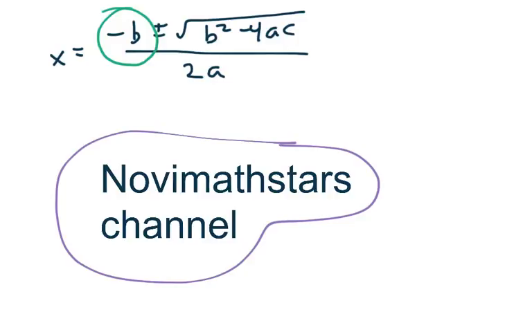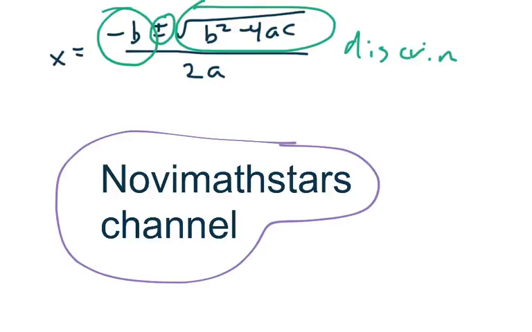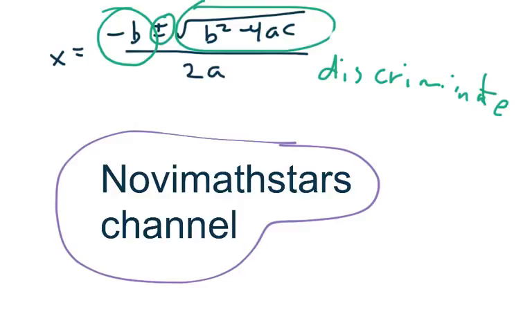Negative b, right? Plus or minus square root. Sometimes we call this our discriminant. Let me write it a little bit better. D-I-S-C-R-I-M-I-N-A-T-E. Sorry if that's a little sloppy here, guys. But the key thing is you need to have this memorized.